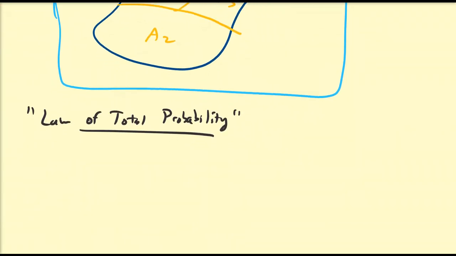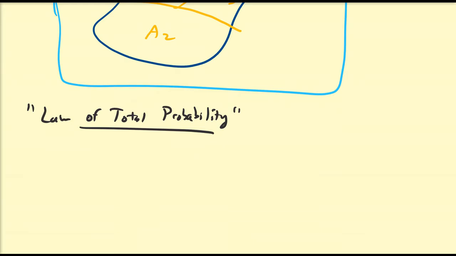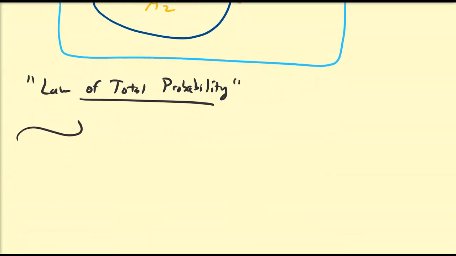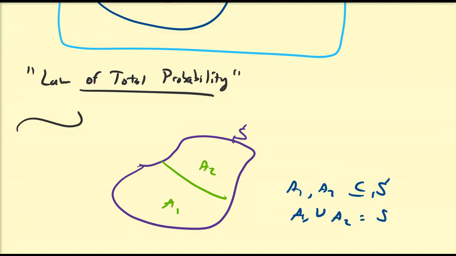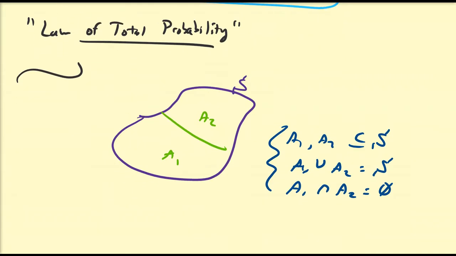Alright, so let's consider the two-set case so that we can easily generalize it to the more general case later. Let's assume our space S is here, and S is broken down into two pieces. I'm going to call them A1 and A2. A couple of rules need to be set here. Firstly, A1 and A2 must both be subsets of S. Second, A1 union A2 must be equal to the entire space S, and A1 intersection A2 must be the empty set. All three of these conditions must be true.